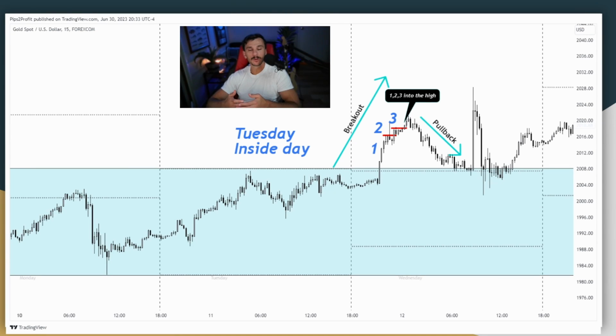Talked a lot about midweek reversals, but this is more of an example of breakout, pullback, continuation on a Wednesday. Monday, Tuesday, Wednesday. Tuesday was an inside day. Wednesday has now broke out in 1 push, 2 push, 3 push right at the beginning of the day and started to pull back coming into the New York session.